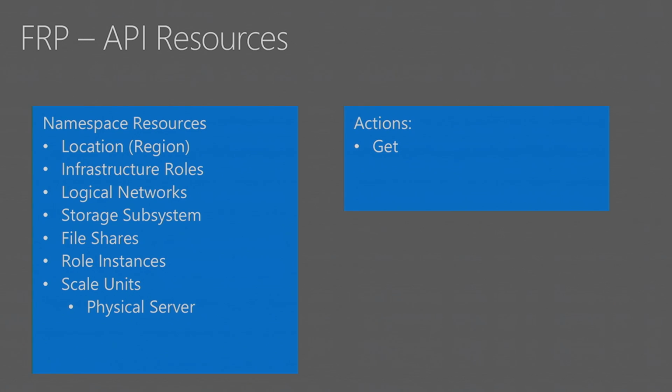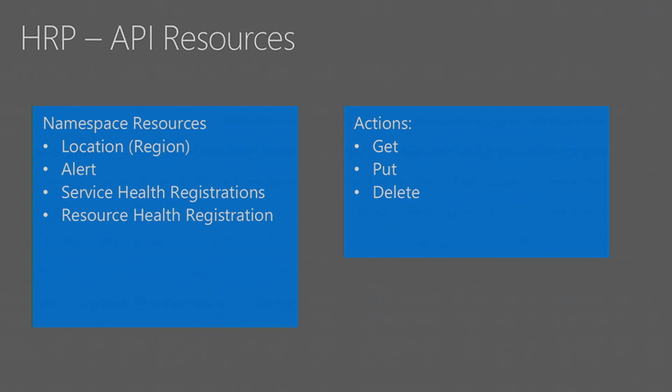What are the actions I can do against those resources? We focused on read only. That's why the actions are get calls. Looking at the health resource provider, again, locations, I can retrieve alerts, and I can do registration. What's unique to the health resource provider is I can also do put requests. Why is that helpful? Because I want to be able to close an alert. And I can also delete the registration in case the deployment failed.